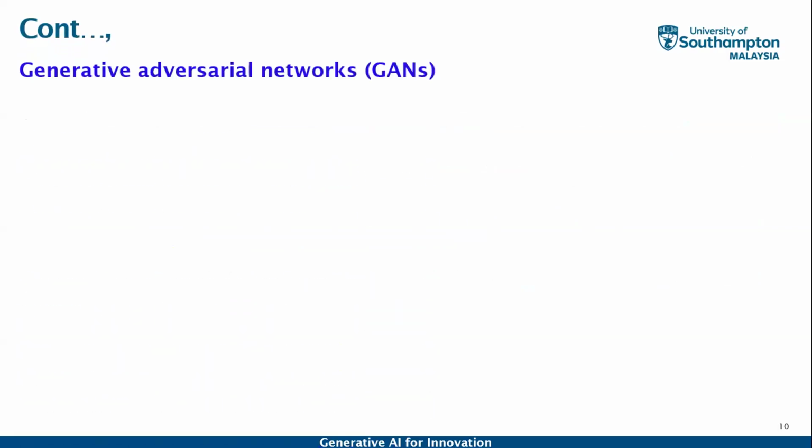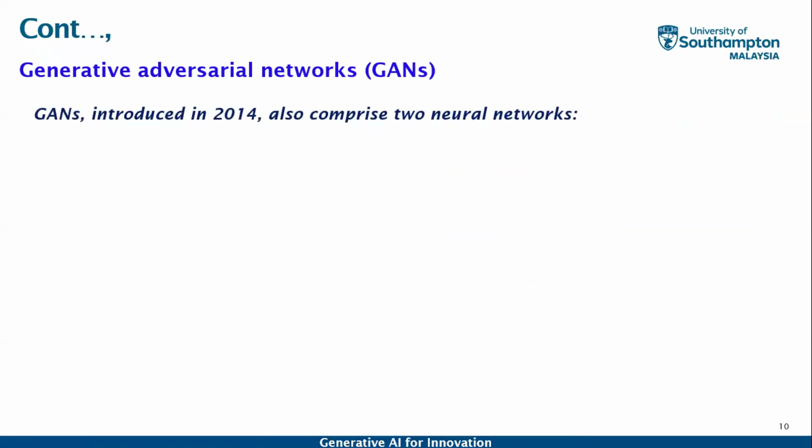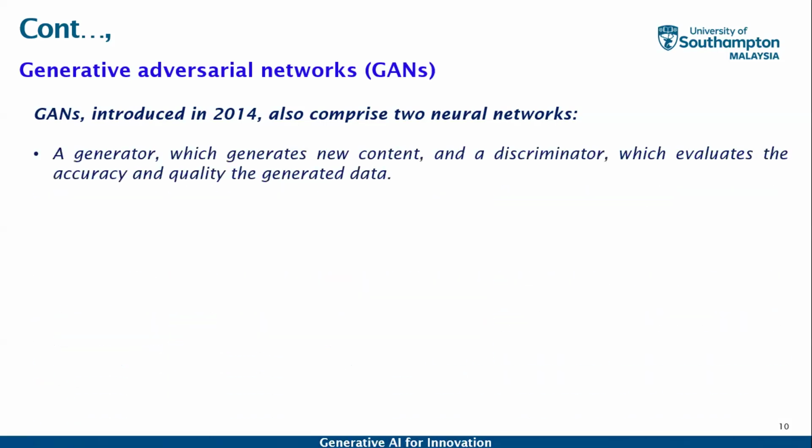Coming to the next one, the generative adversarial network. This is the most important, and it was introduced in 2014, so it is also not new, but we are mostly using it now. Again, it consists of neural networks, and these models evaluate the accuracy and quality of the generated data. That is the beauty of this. It works with two main things: one is called the discriminator and the other the generator. The generator generates the new content, and the discriminator evaluates the accuracy and quality of the generated data. Like this, it will work.